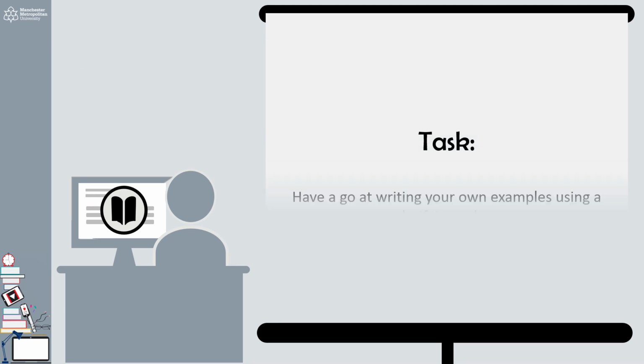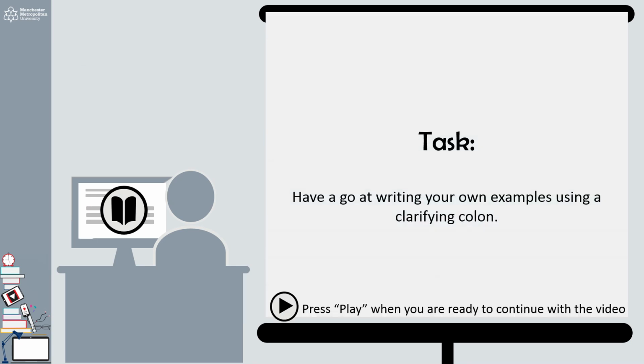Now pause the video and have a go at writing some sentences using a clarifying colon. When you are ready to carry on, just press continue.